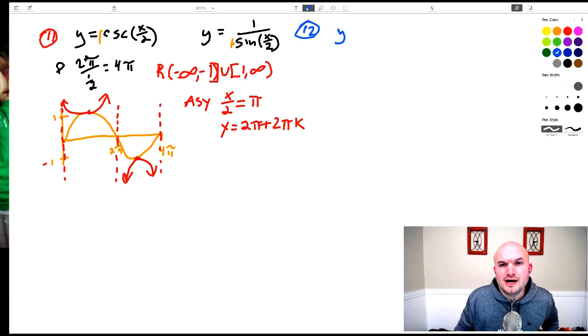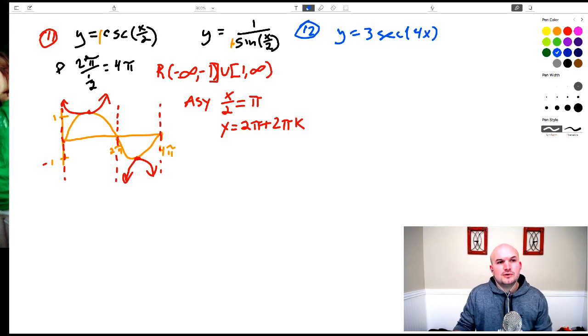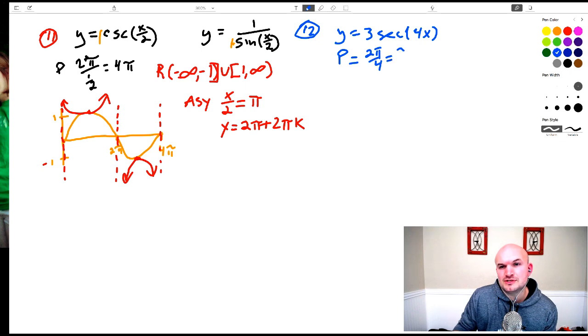So number 12, I have y equals 3 secant of 4x. Looking into this, the period for cosecant and secant is the same as sine and cosine. So that's going to be 2 pi divided by 4, which in this case is pi halves. There is no asymptote shift. Notice that this is the reciprocal of cosine. So it's really the same thing as 1 over 3 cosine of 4x.